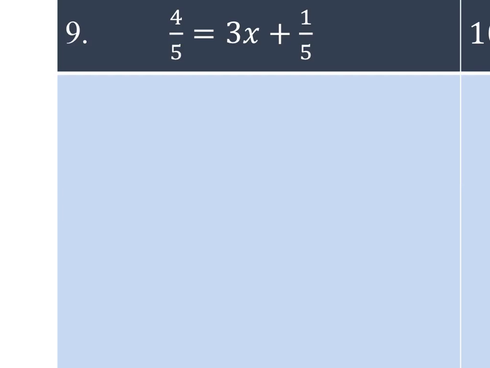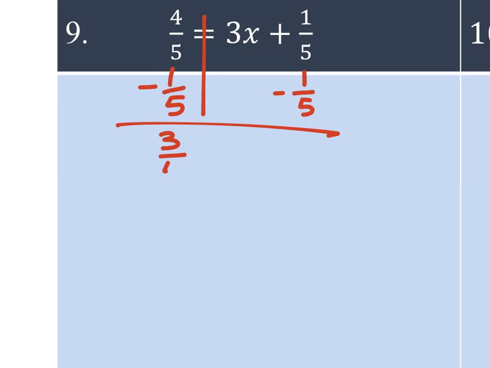So like this one, I want to isolate my 3x, so I don't want that plus 1/5 with it. And this one's nice because they are common denominators already. So I'm going to zero it out. So I'm going to subtract 1/5. But again, if I do it to one side, I must do it to the other side. So I got 4/5 minus 1/5, that'd be 3/5, which is going to equal, we'll drop this 3x there.